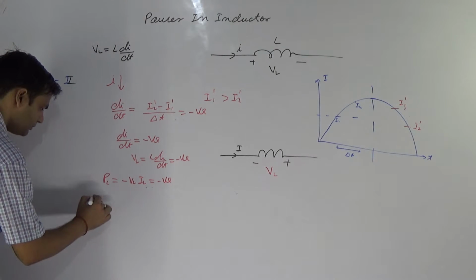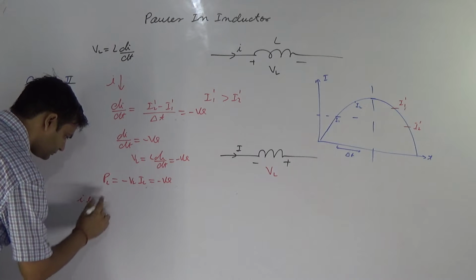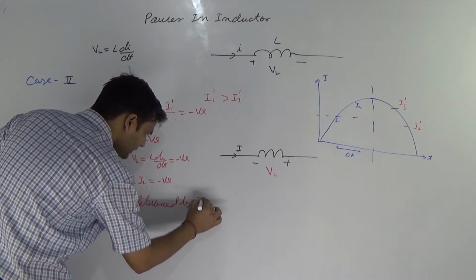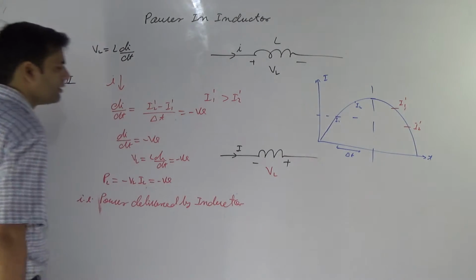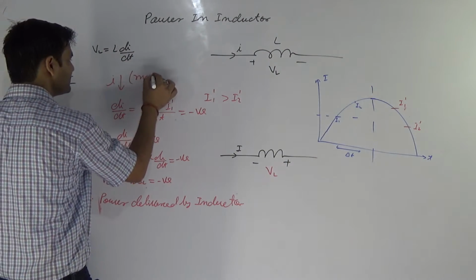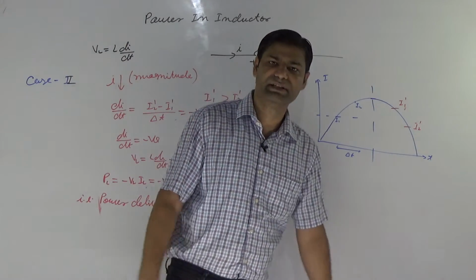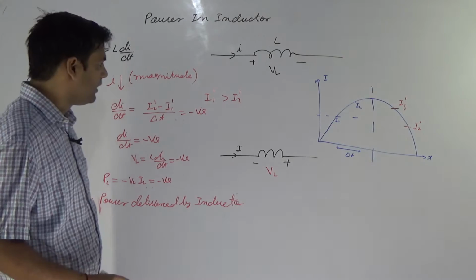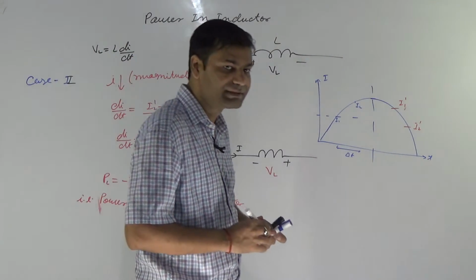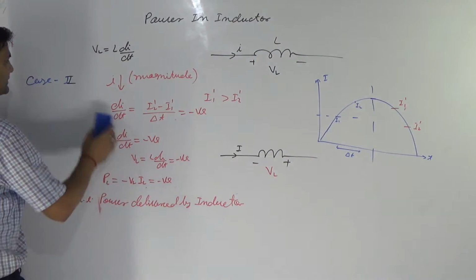It means power is delivered by the inductor, in magnitude. All this discussion is in magnitude. It is clear. If the current is decreased, di by dt is decreased, that's why VL decreases. It means power is delivered by the inductor. It is clear. Now another case.